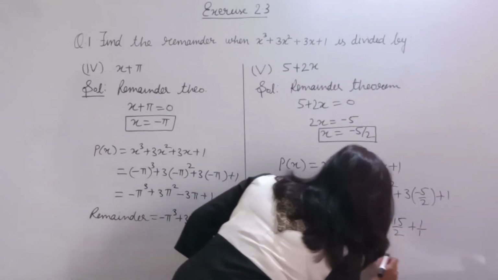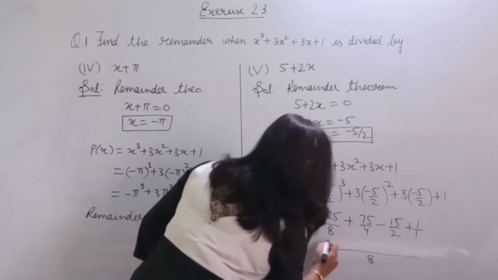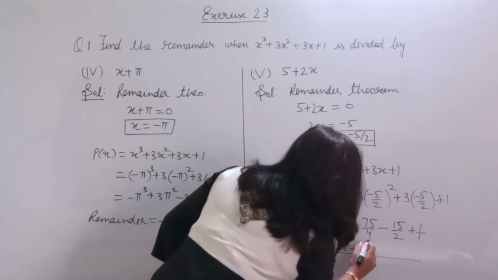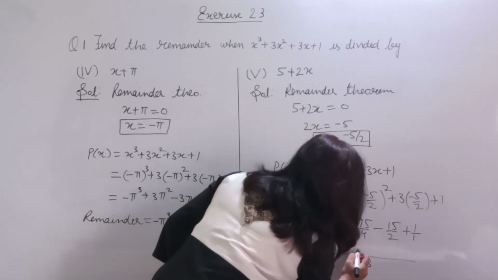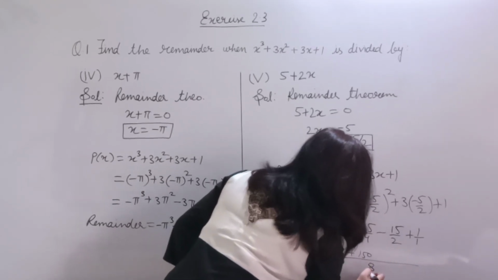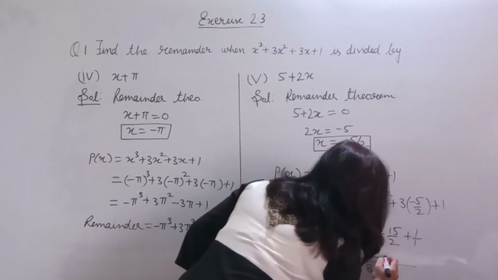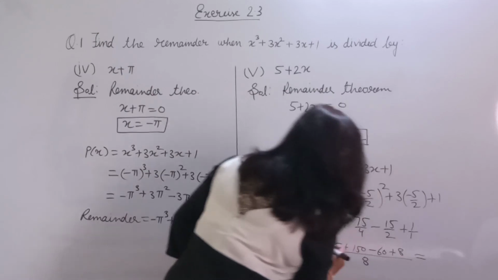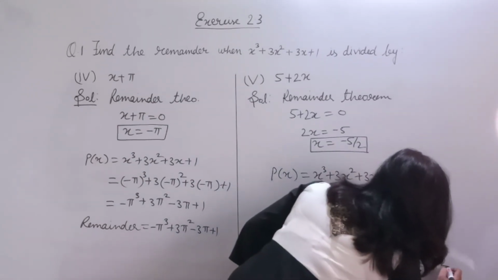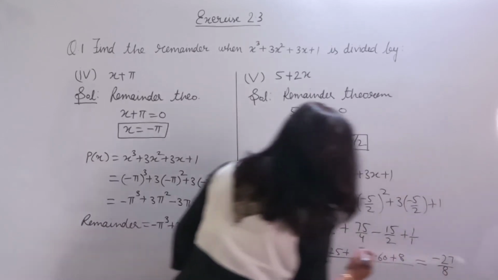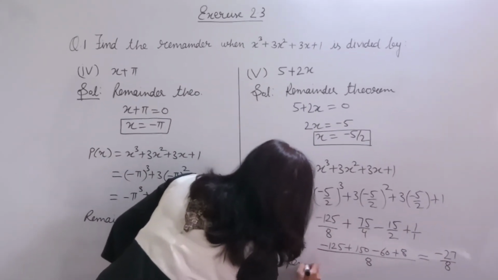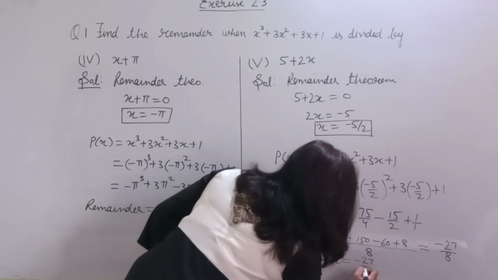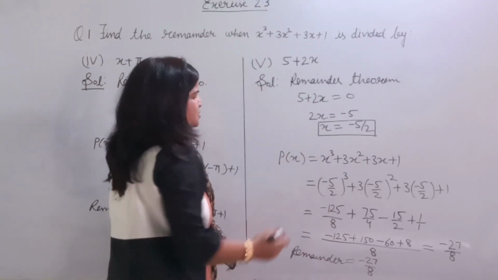Now we will take the LCM. 8 will come: minus 125 plus 4 twos are 8, 75 twos are 150, 2 twos are 4, 4 fifteens are minus 60, plus 8. Now we will solve it. Then minus 27 upon 8 will come. So our remainder is equal to minus 27 upon 8. So this is our final answer of this last part.